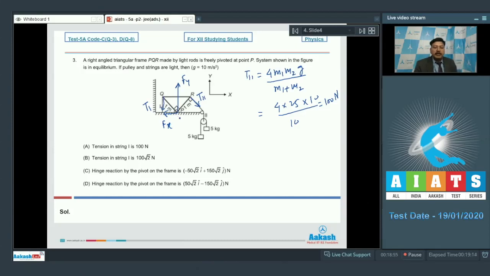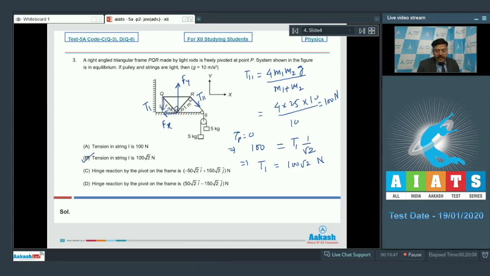We know that the net torque will be 0 to ensure rotational equilibrium. So torque about point P being 0 gives us the result that T2 into 1 meter, that means 100 Newton meter, the torque in the clockwise sense, is equal to tension in string 1 into the moment arm. That moment arm will be 1 cos 45 degree because this angle is 90 degree and these two angles are 45 degree. So T1 into 1 cos 45 degree, that means into 1 by root 2. Now this gives us the value of T1, tension in string 1, and that is 100 root 2 Newton. So if you look at the options, option A is incorrect and option B is correct.